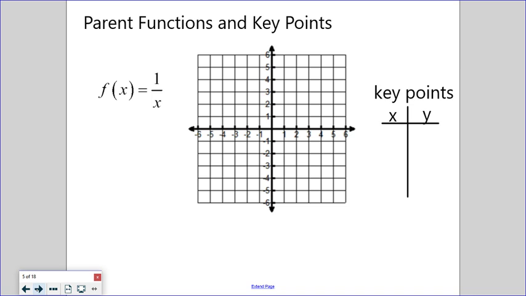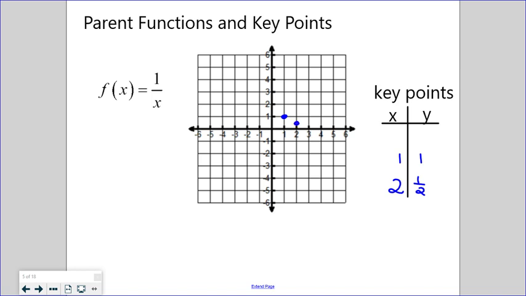The first point I always start with is 1. If I were to plug 1 into this graph, we get 1 over 1, which is 1. So I go over 1, up 1. The second one I always pick is 2. If I were to plug 2 in for x, I would end up with 1 over 2, or a half. So we go over 2, up a half.